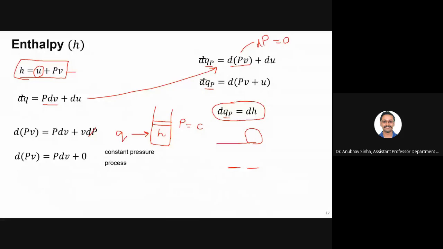That's all. In other simple terms, you can imagine that you are heating a vessel, a system, at constant pressure. So the heat supplied will cause a change in enthalpy. Whatever heat is supplied will be directly linked to enthalpy. dQ is equal to dH for constant pressure. Now go to CP.